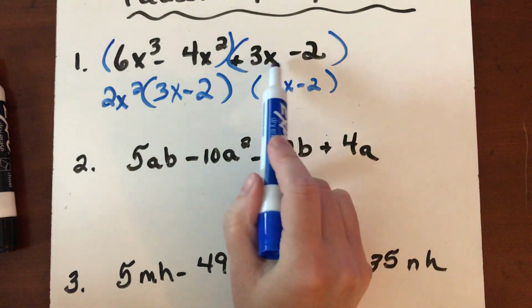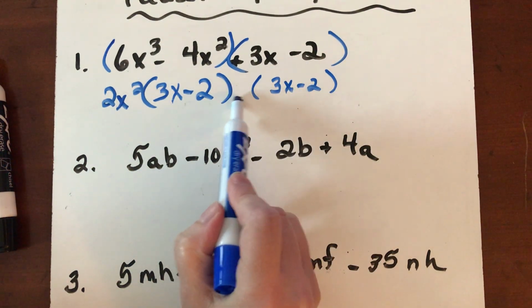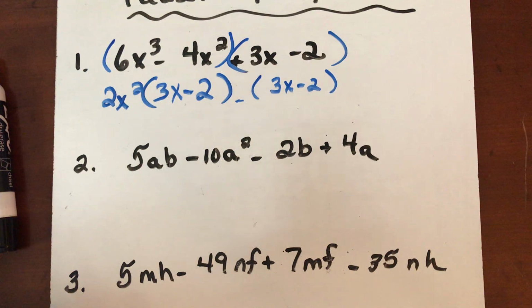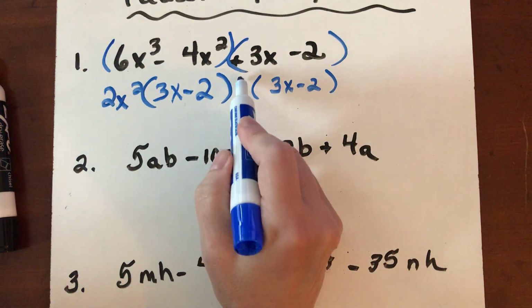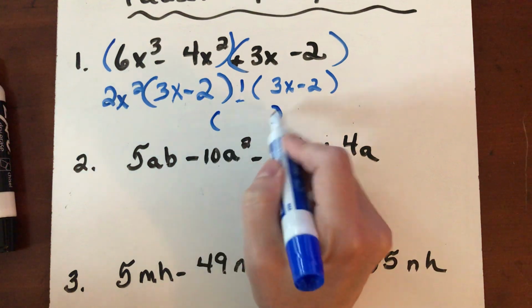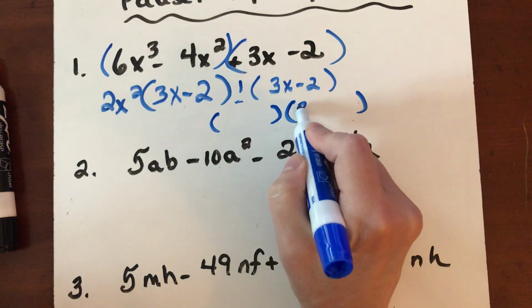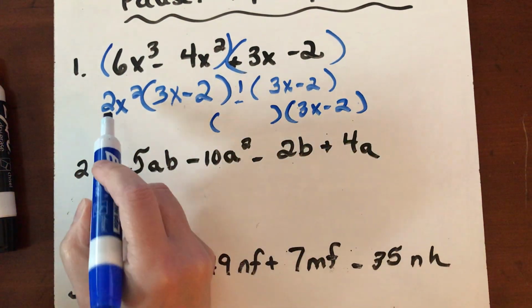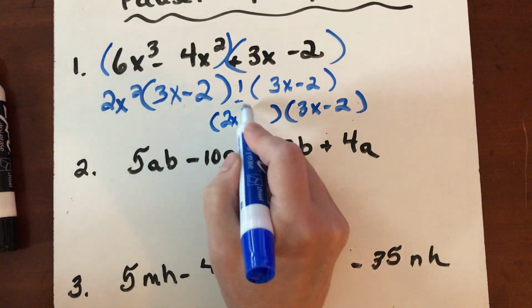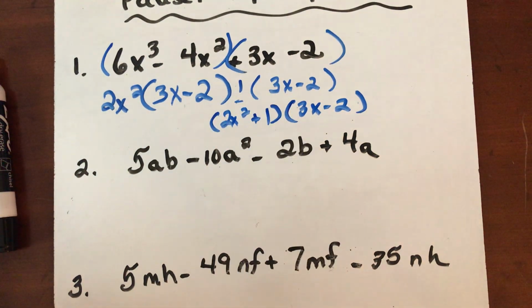I already have 3x minus 2, which is good, but I need something out here. So what can I multiply 3x minus 2 by that's not going to change it? Good, 1. So then I bring my 2, the 2 that I have in common, just bring down. Again, it doesn't matter first or second. And then I have 2x squared outside, and then I have a positive 1 outside. So you should have 2x squared plus 1 times the 3x minus 2.